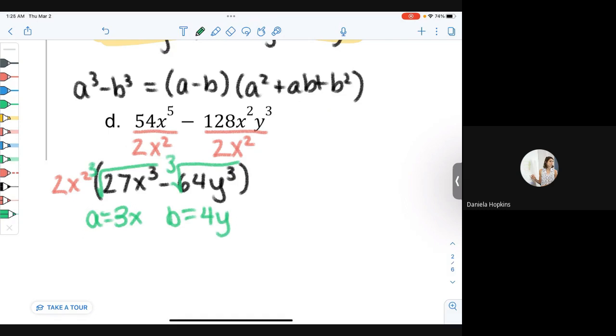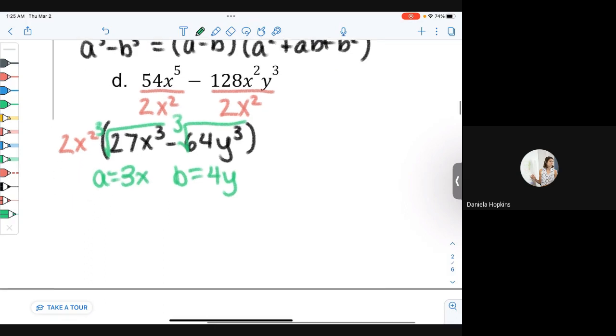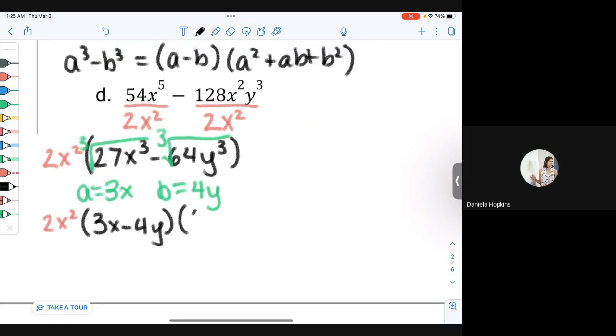I know it's also tempting to do negative 4y because of that negative sign there. You don't have to do that because this general formula takes care of that already. So just ignore the sign there. So when I go to plug this in again, I'm going to have to use parentheses, and don't forget that initial 2x squared. And so I'll have 3x minus 4y times my a squared. So it will be (3x) squared plus 3x times 4y plus (4y) all squared.